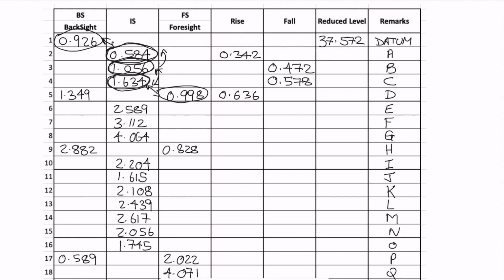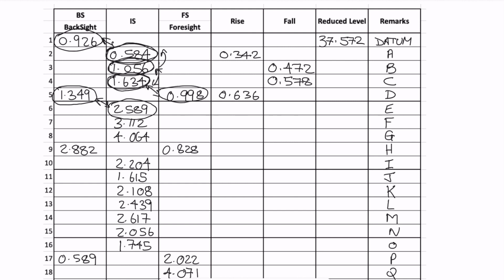Now a change station has occurred. The instrument is moved from station 1 to station 2. Therefore, we now reset our reading for point D. So our first reading is now taken as 1.349. Then the reading taken after that is 2.589. We work out the absolute difference between these 2 readings and comparing the second of the 2 readings to the first. Here the 2.589 is greater than the 1.349.